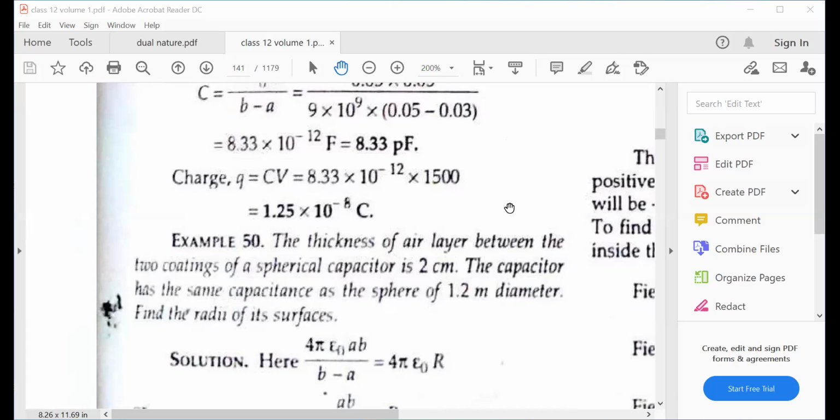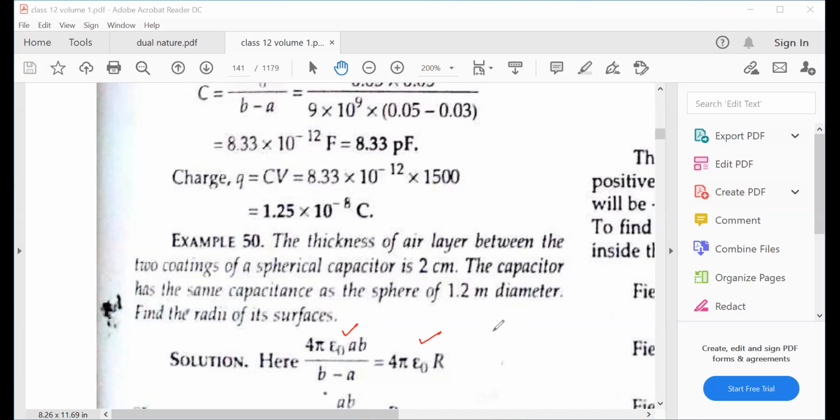Let's see the relations. They have given the spherical capacitor. The relation we know is 4 pi epsilon naught AB by B minus A, and for an isolated spherical capacitor, both are spheres. So we have to equate those capacitances. This is 4 pi epsilon naught AB by B minus A, and the other is 4 pi epsilon naught into R. Let's see the given data.